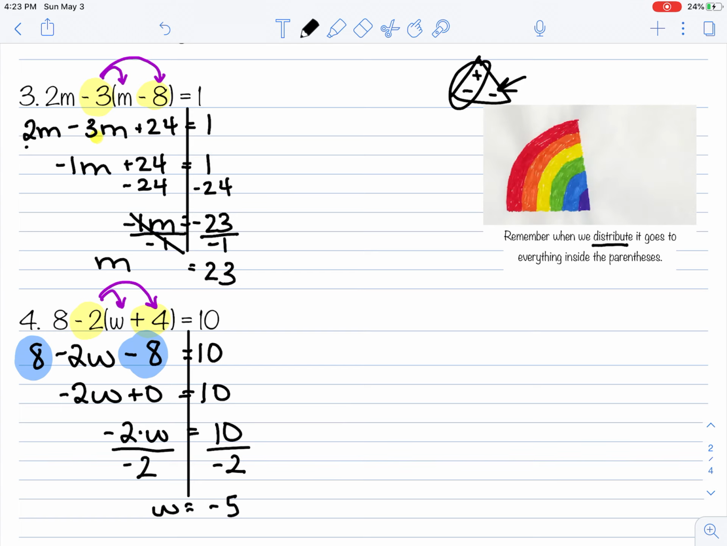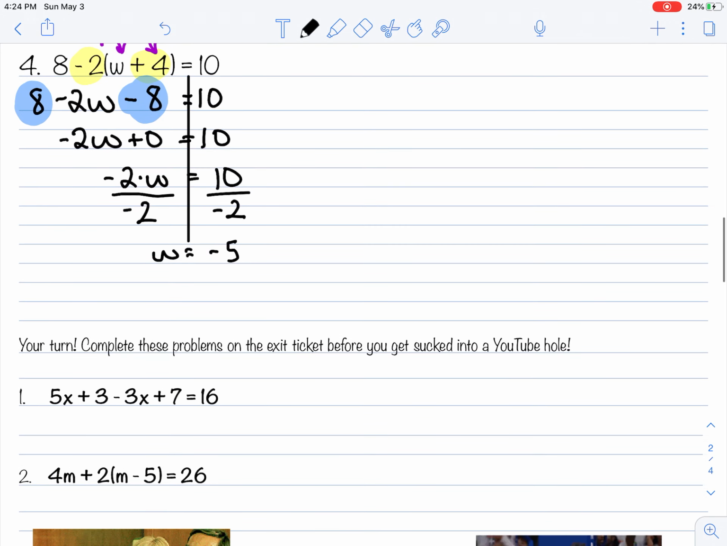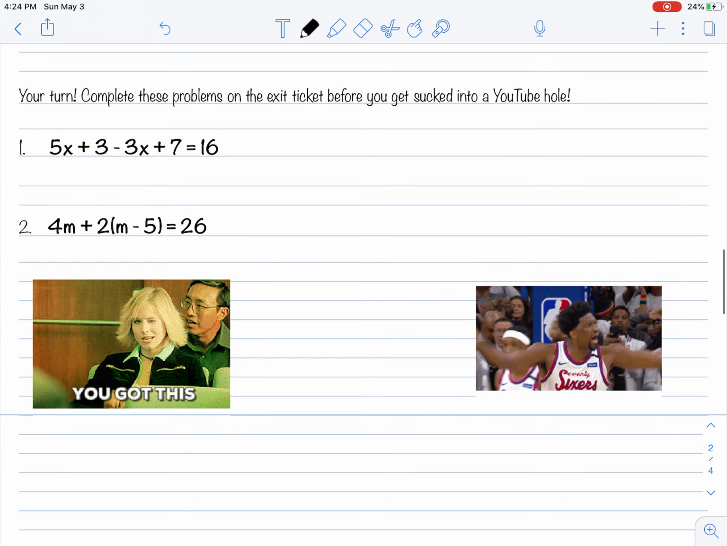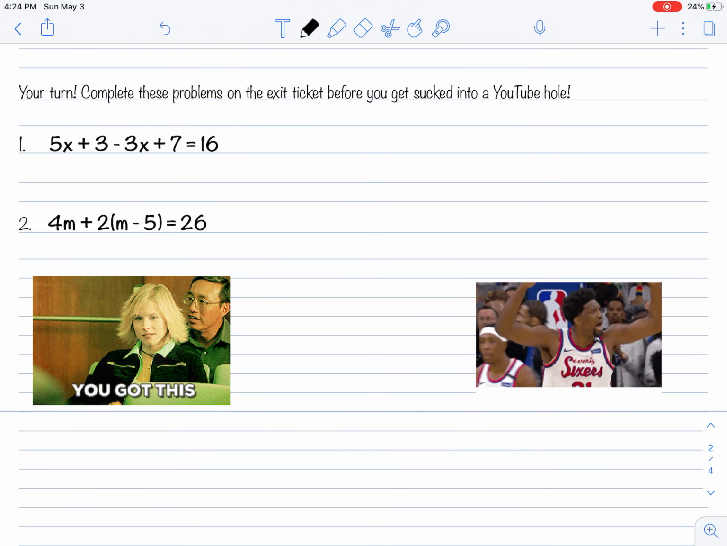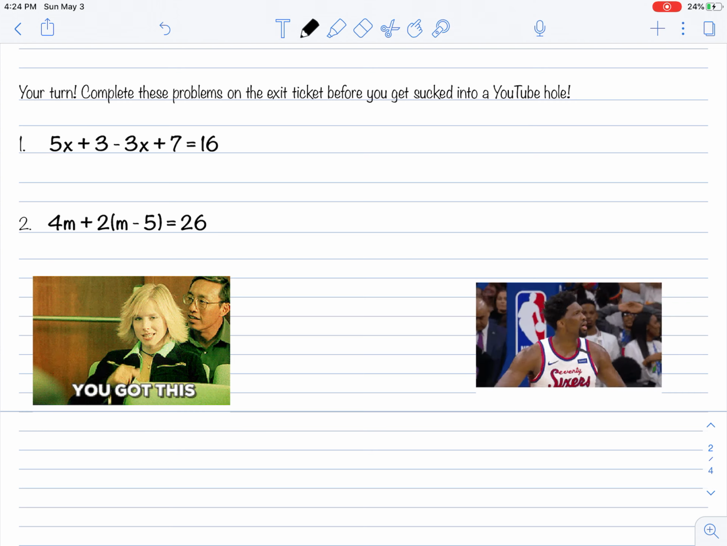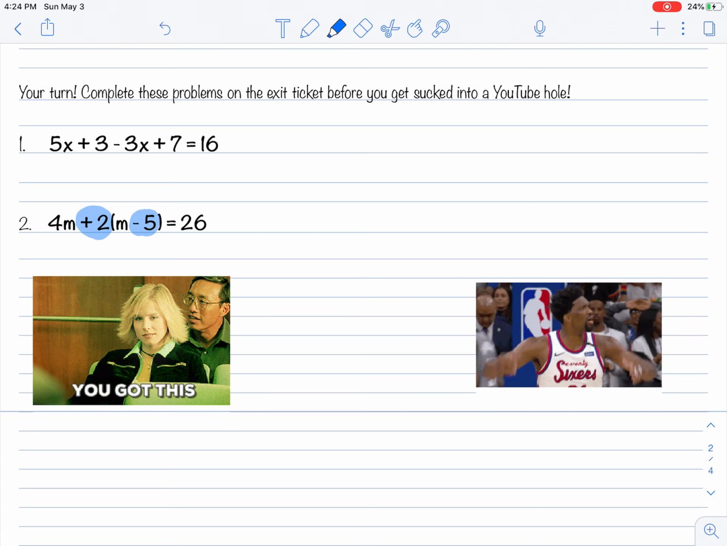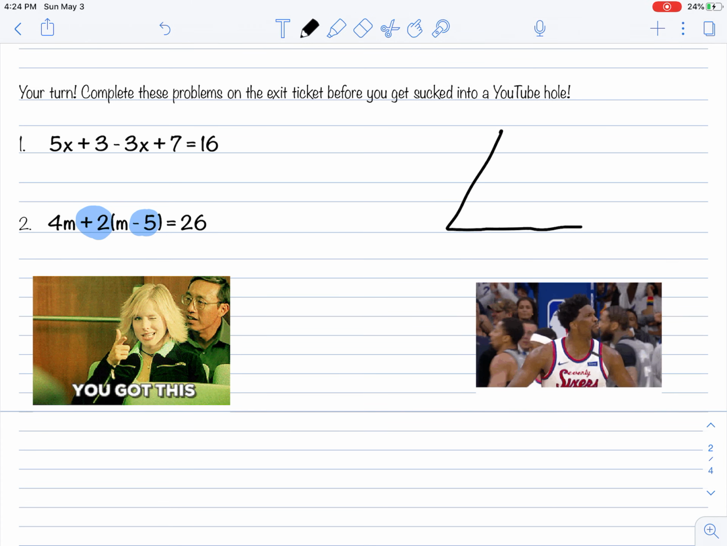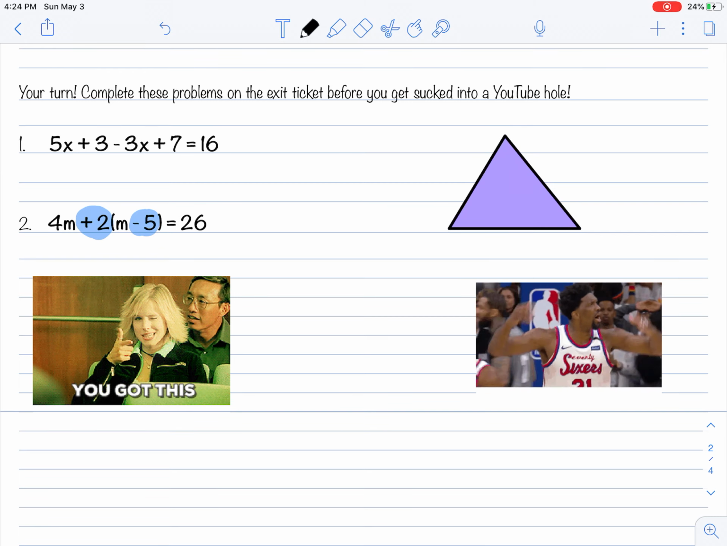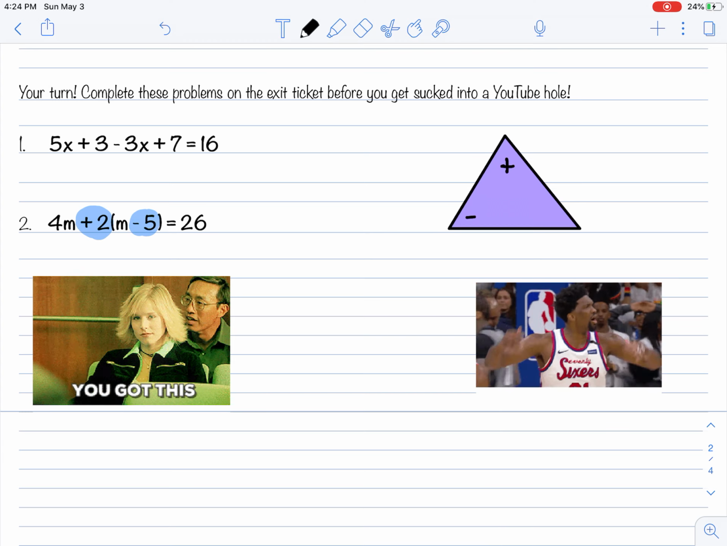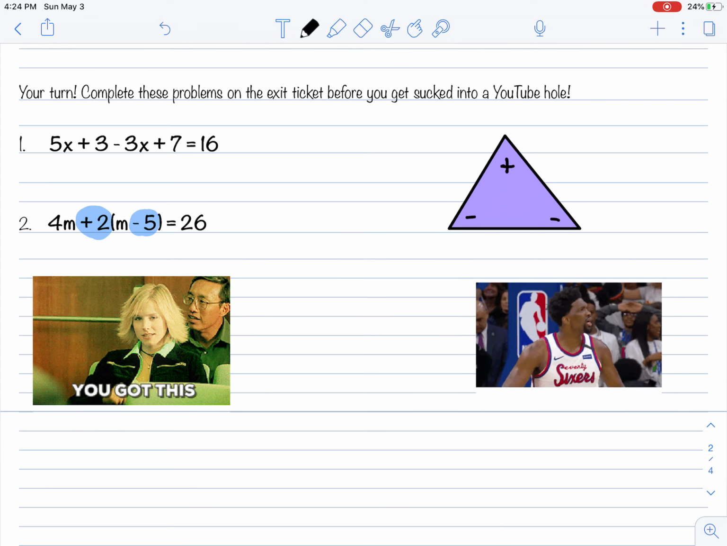This is going to be super important that you're paying attention to your positives and negatives and you're following the rules of combining like terms and solving equations. It's going to be your turn to do these. So I would like you to pause here and go ahead and solve these two problems. Notice that this is a +2 and a -5. So use that fun integer triangle to help you with your positives and negatives.